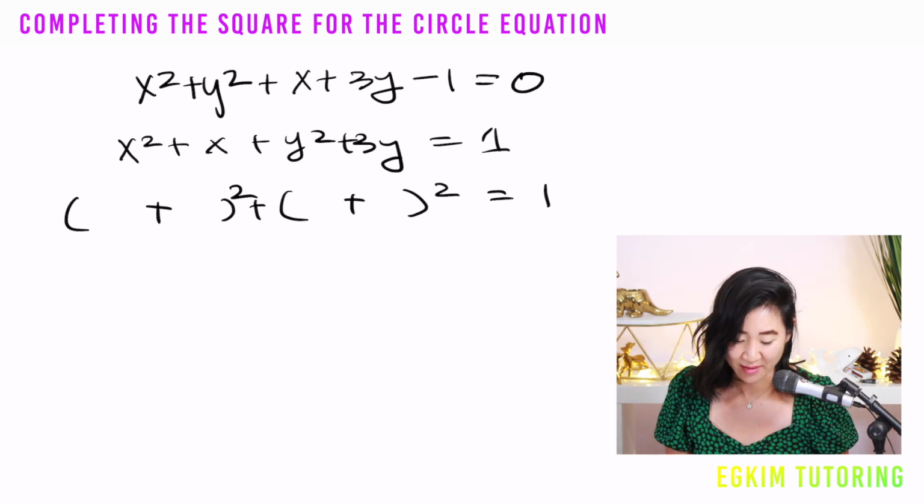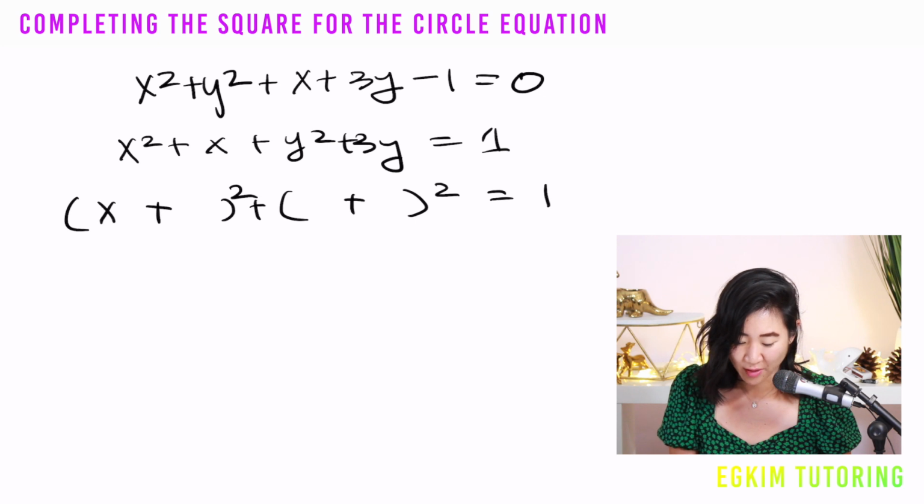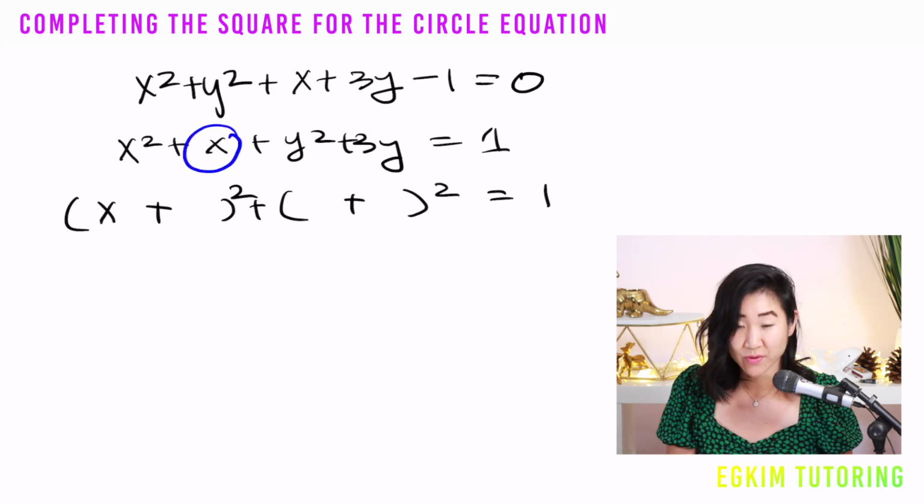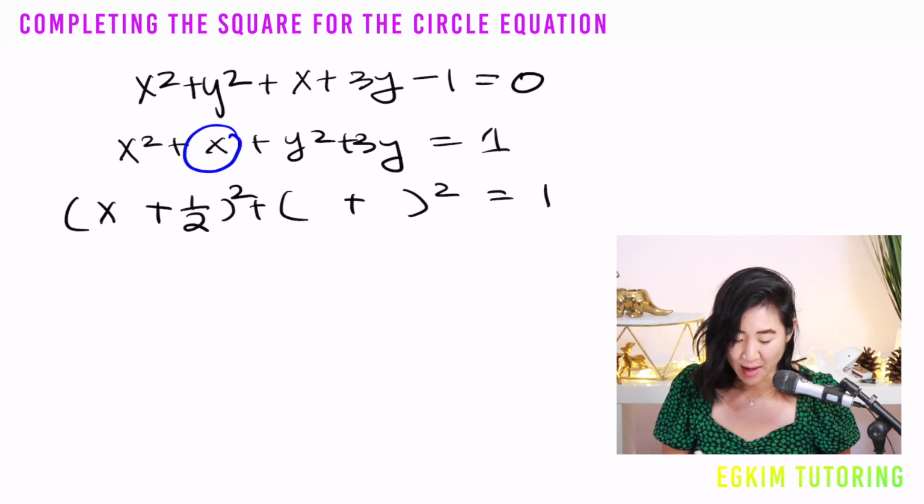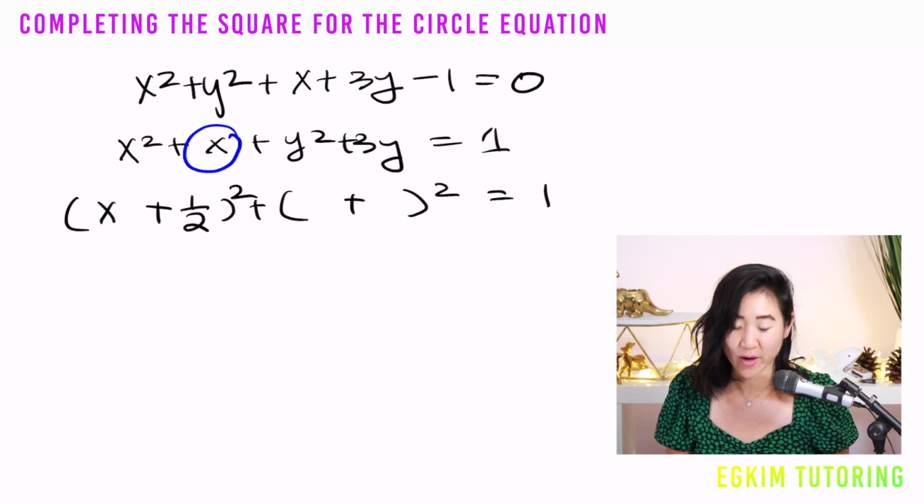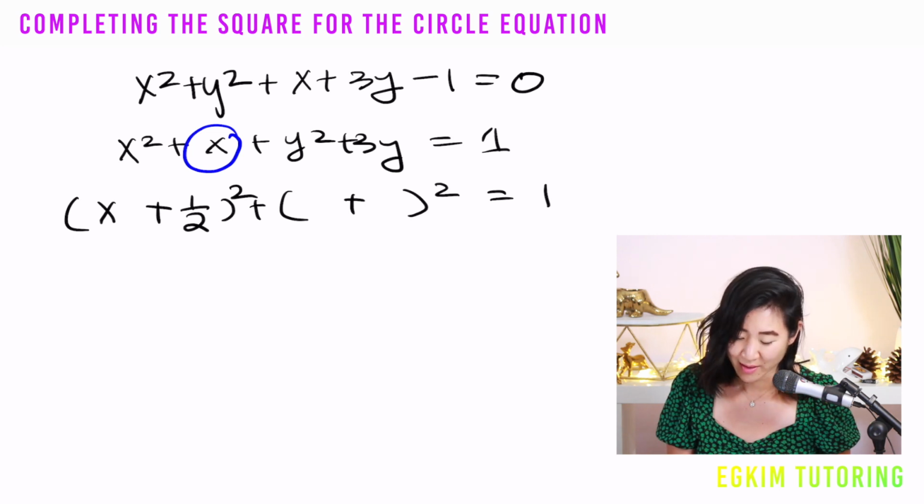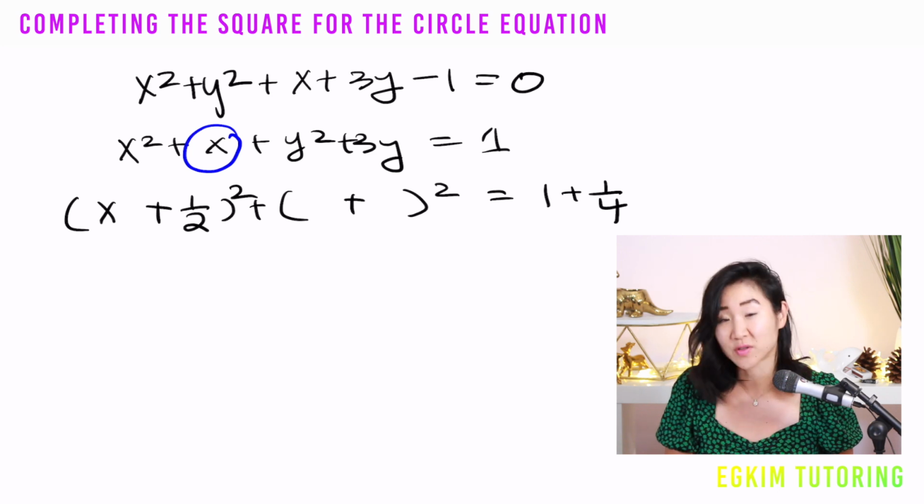And then let's start with the x. So we have x here. The coefficient in front of this x is actually just 1. 1 over 2 is just 1/2. So we have 1/2 for the second term. And then you square it. So (1/2)² is 1/4. And let's add that to the other side. And then that's all we have to do for x.